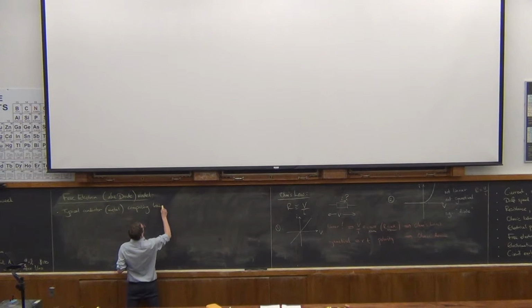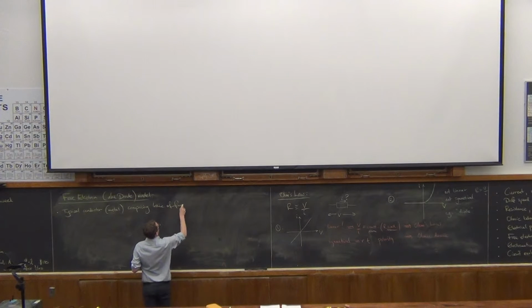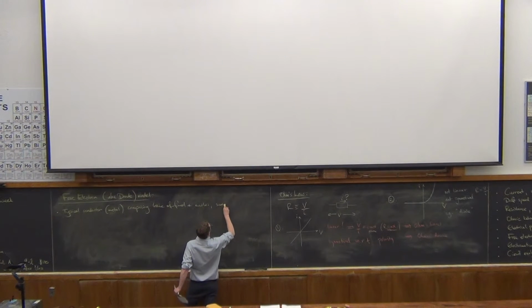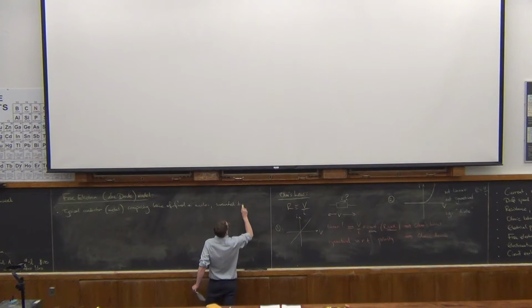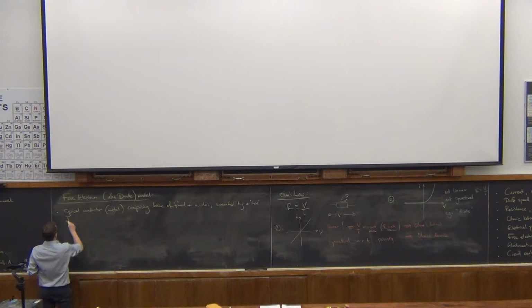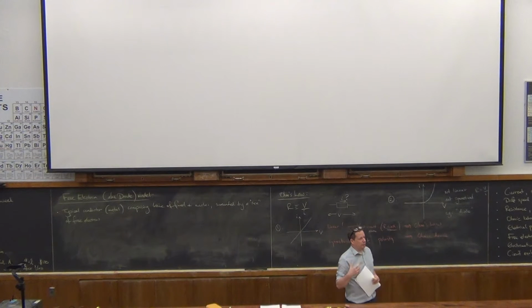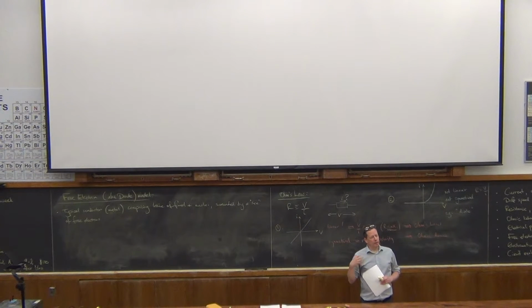comprising a lattice of fixed positive nuclei surrounded by what's often described as a sea of free electrons. Now, as we started off today's session describing, the picture I want you to have in mind now is that these free electrons are moving randomly at very high speeds. They're colliding very often with these fixed atomic nuclei. They bounce off them in random directions. And so that's what's happening in the absence of an external electric field.